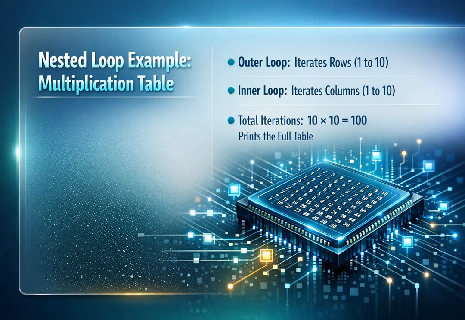The outer loop controls the row number and the inner loop controls the column. For each row, the inner loop multiplies the row number by each column number from 1 to 10.